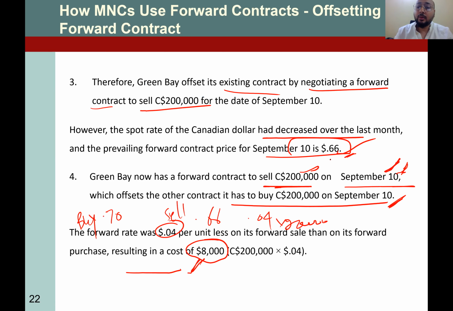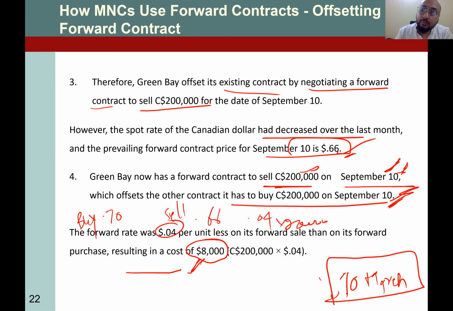So they can offset this contract on 10th of March, or they can wait and settle this contract on 10th of September. The more likely chance is that if they have a good, understanding relationship, they would be settling it on 10th of March, right? Because on 10th of September, they would be buying from and selling to the same party at the specified contract rate, buying at 0.7, selling at 0.66. So whether you pay now or at 10th of September, 8,000 will be your loss.